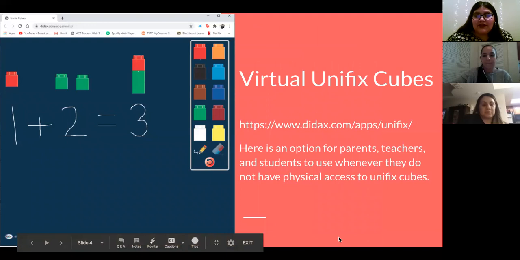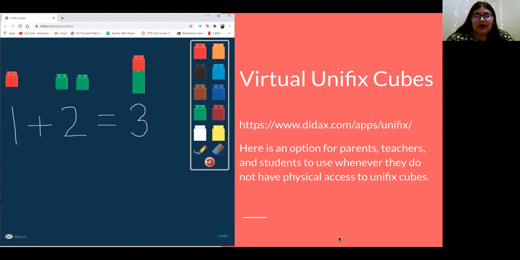Now, we also included a virtual option of these cubes. So from this website, it gives you multiple different colored options. So you can draw on the screen. And so here I did an example, 1 plus 2 equals 3. So I put 1 red Unifix cube, then 2 green Unifix cubes, and then at the end, you can see all 3 are there. You can erase it if you make mistakes, you can start over. You can do as many different equations as you would like.